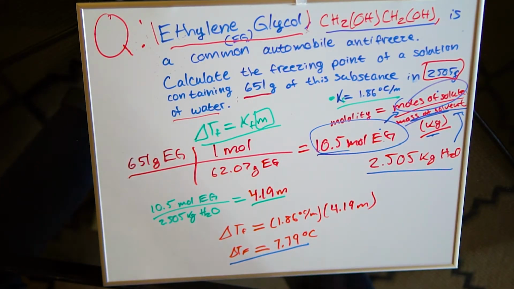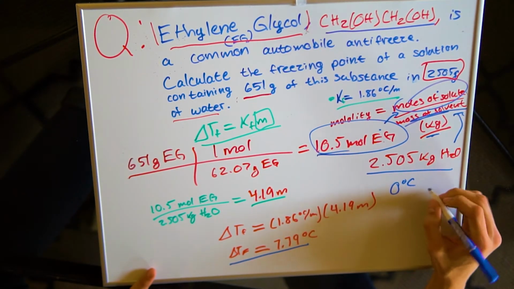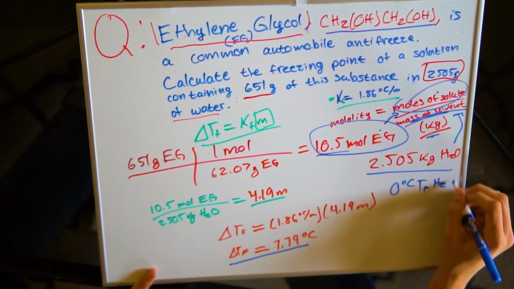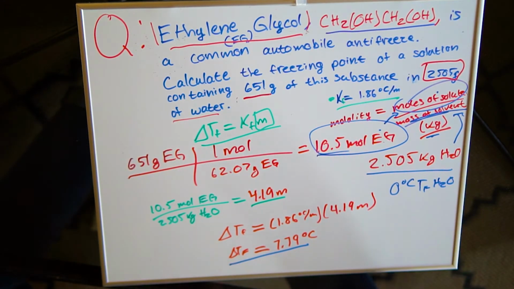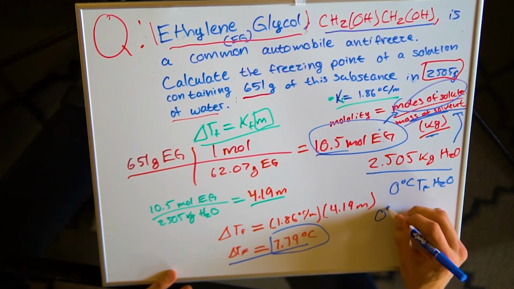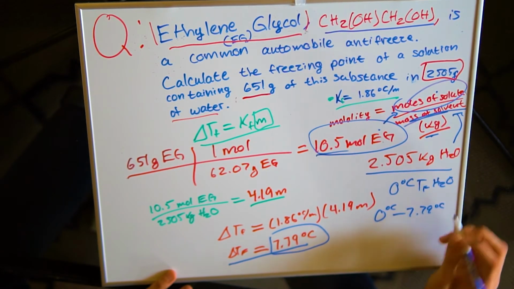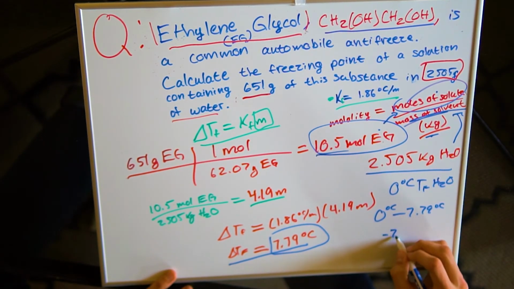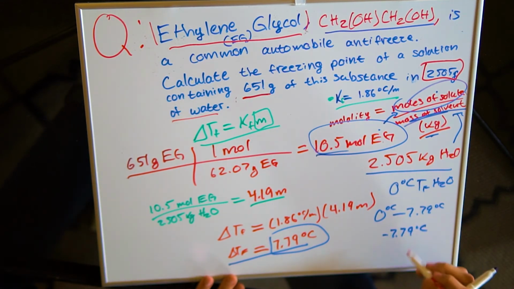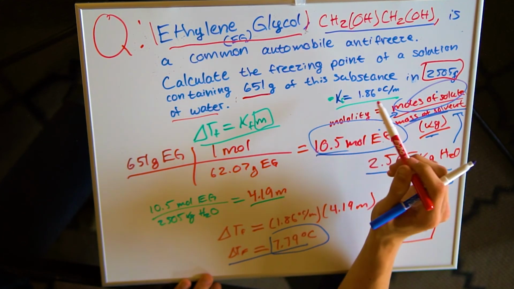So our normal freezing temperature of water is 0 degrees Celsius, right? So in order to figure out how much this is going to change, all we have to do is take our answer and subtract that from the normal freezing point of water. Pretty straightforward, and it's going to give us negative 7.79 degrees Celsius. And that is going to be the new freezing point of our solution.